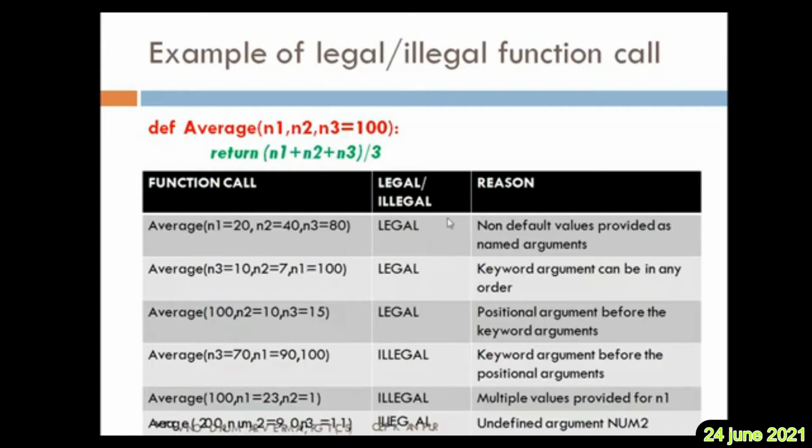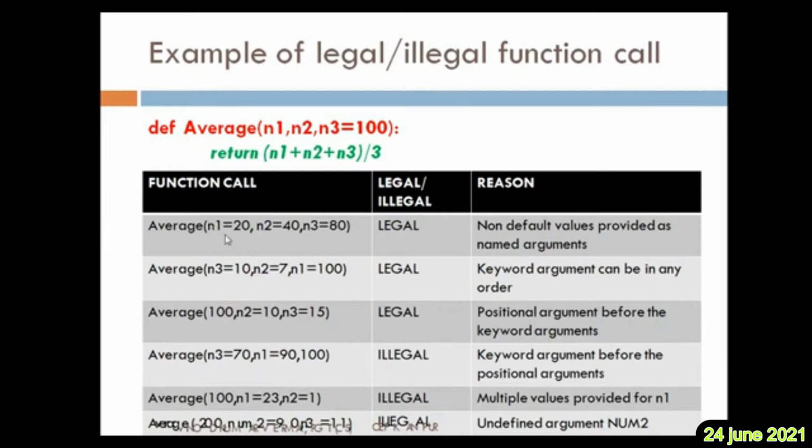Now which are legal and which are illegal and why? Let us see on the slide. If I call the function with n1 as 20, n2 as 40, n3 as 80, is it legal? Yes. Non-default values are provided as named arguments here. It is allowed. n3 is already 100, but you can pass 80. n2 has no value, so you can pass 40. n1 also has none, because while calling the function you are using keyword arguments, that is called a named argument.